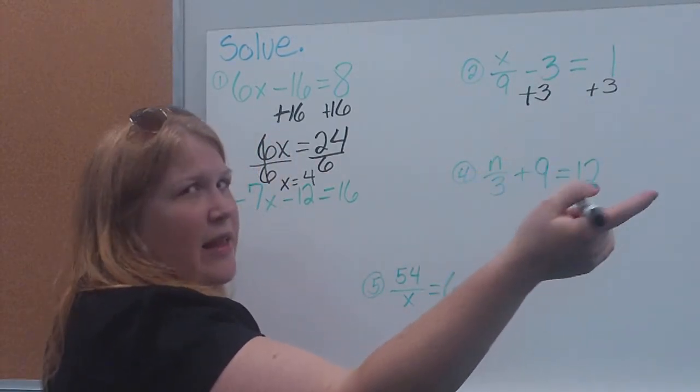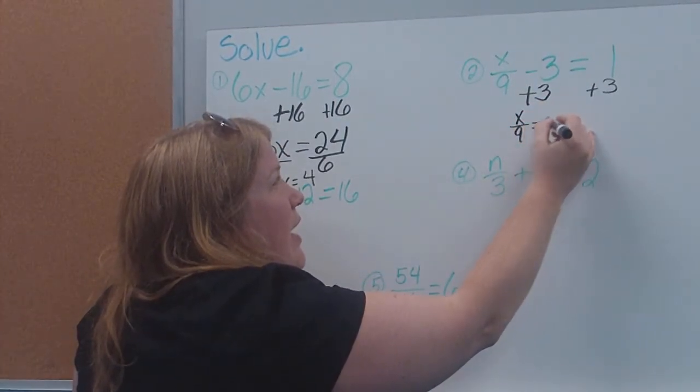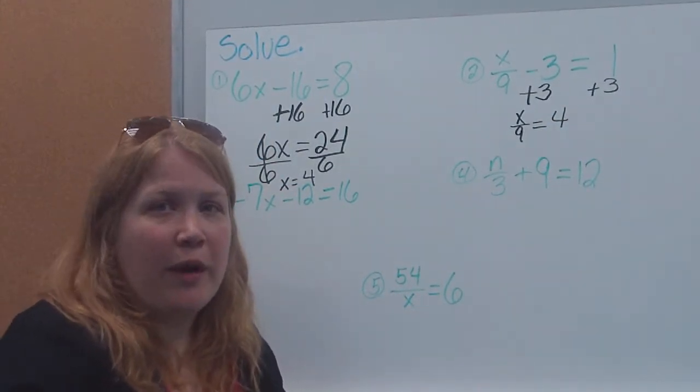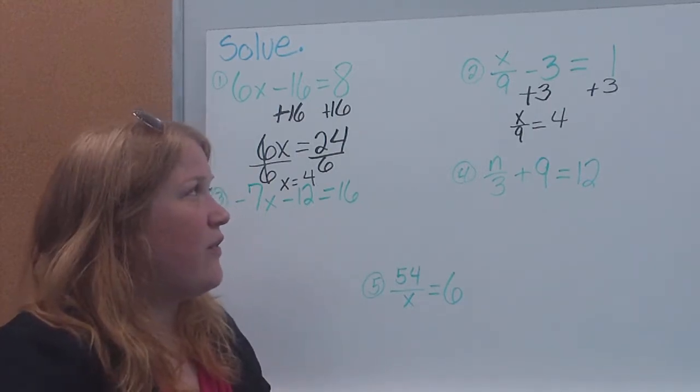My equal sign is my balance, that's backwards. So those go away. I'm left with x divided by 9. 1 plus 3 is 4. So x divided by 9 equals 4. And always write out your steps, because if you try to do too much in your head, that's generally where you start to get confused.